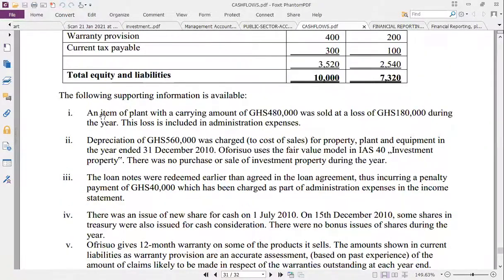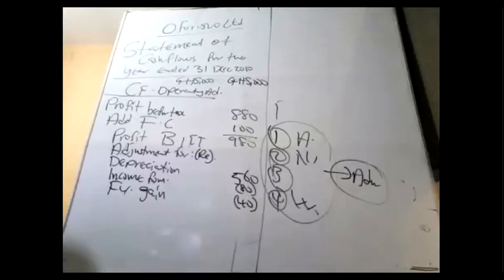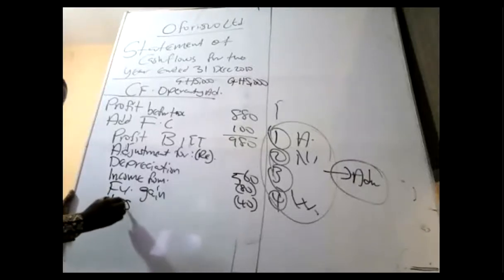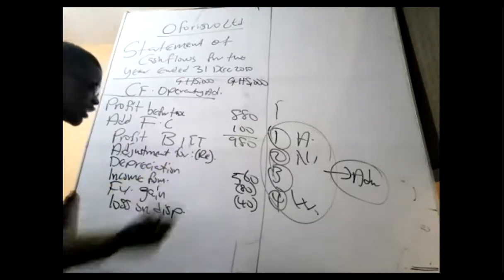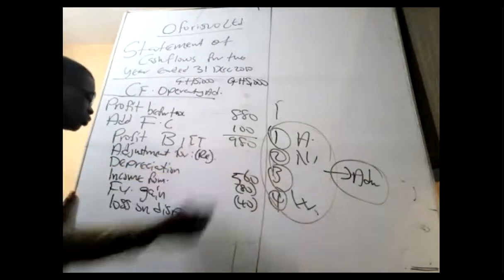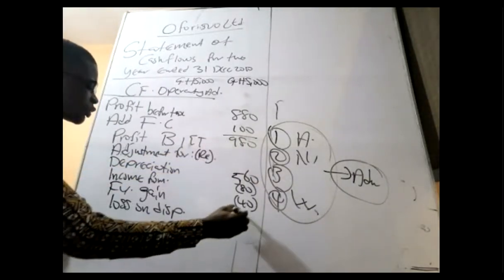So first thing, an item of land with a carrying amount of 480,000 sold at a loss of 180,000. So there's a loss. How have they treated the loss? The examiner said the loss is included in admin expenses. That's the accounting treatment. This loss needs to be reversed. It is not an operating activity. So let's go and reverse the loss. Loss of 180, loss on disposal. Since it's a loss, they've subtracted it from this profit, so I have to add back. So I'm adding 180 back.